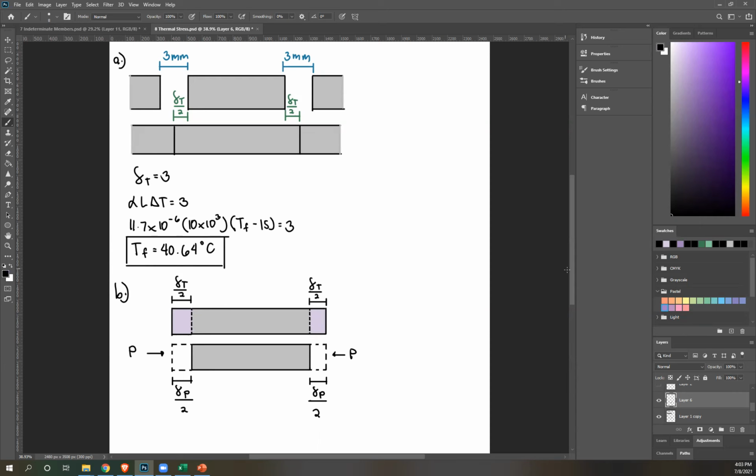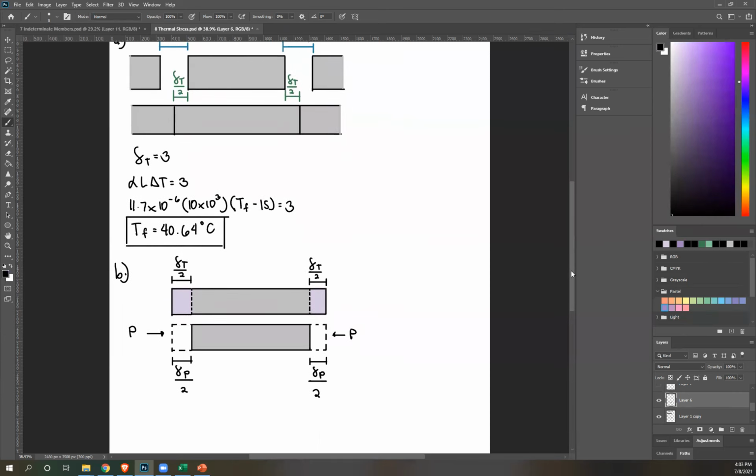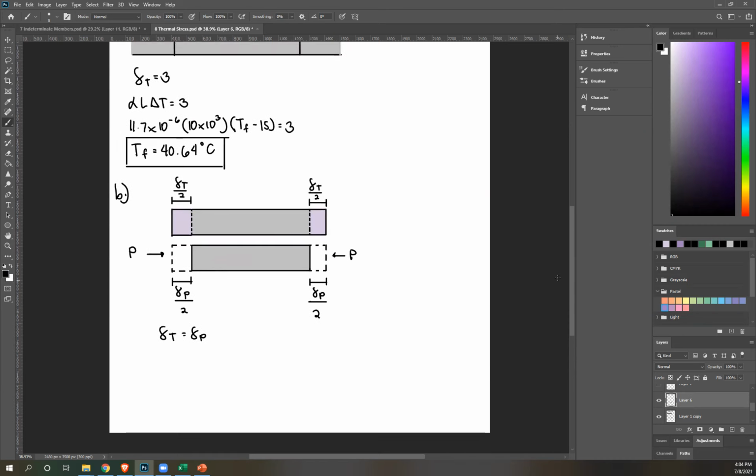So from this drawing, we can create our equation. And as you can see, the amount it expanded in total is also equal to the amount it contracted due to the applied force. So in short, delta T is equal to delta P.